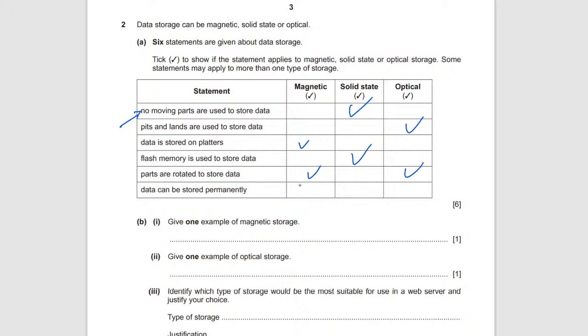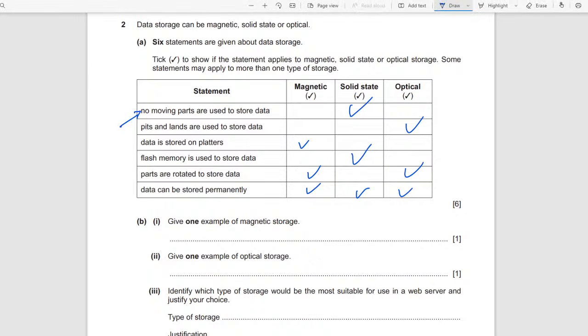Data can be stored permanently. Now that can be all of them, right? You will get a mark according to the column. So if you miss out one of the ticks, you will not get a mark. Sometimes the marking is quite strict, but that's how it works. So that's computer science. You have to get all of them.